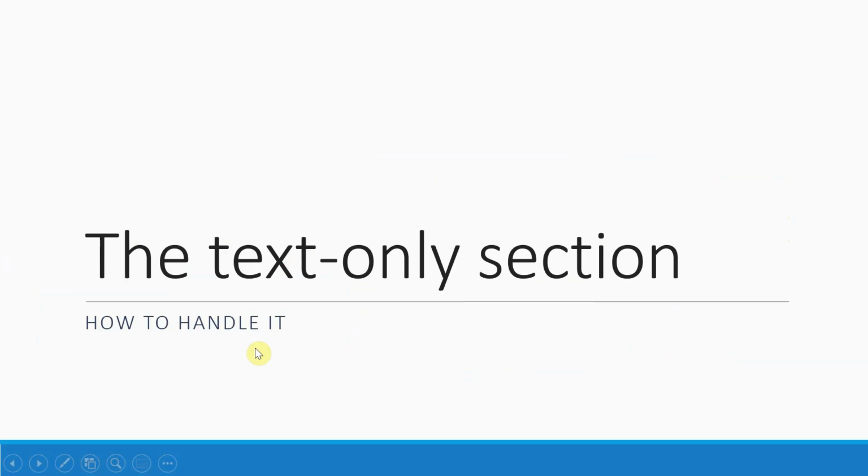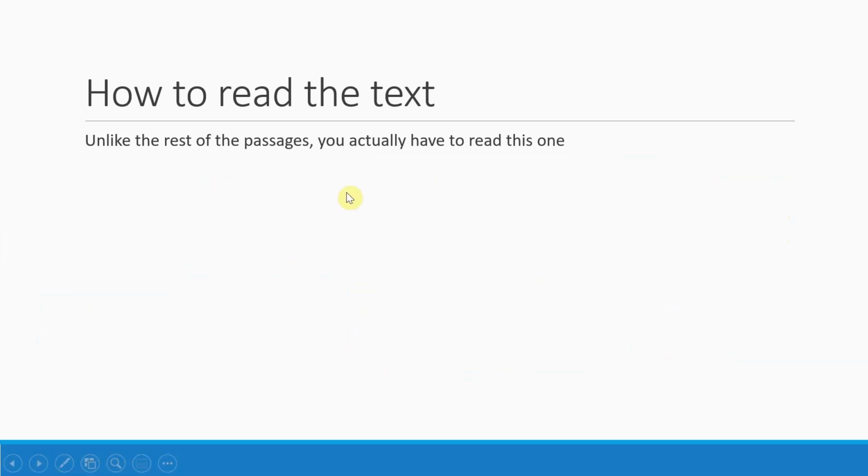Now let's talk about that text-only section, because everything I just talked about is how to break down things with graphs. What if they're not there? So unlike the rest of the passages, this one you're actually going to have to read. So that whole skim in 2 minutes might be harder to do. You might need to bump that up closer to 3. Again, that's going to vary a bit from person to person.